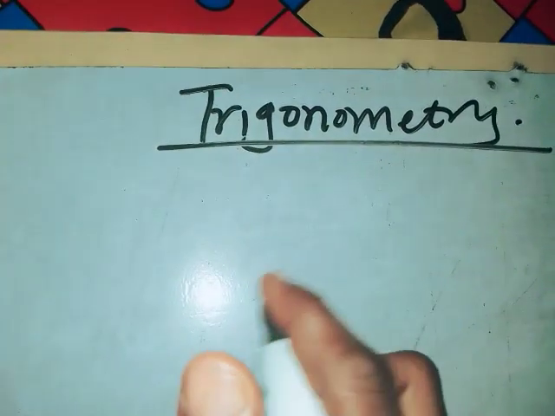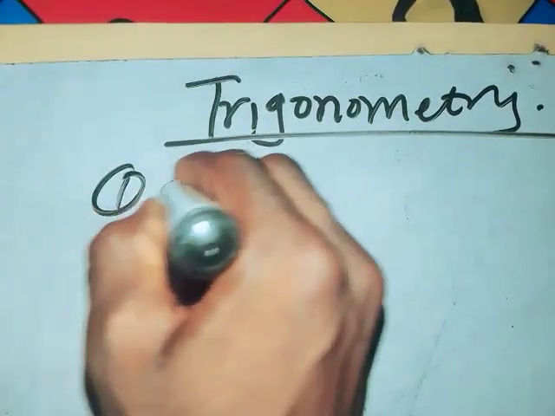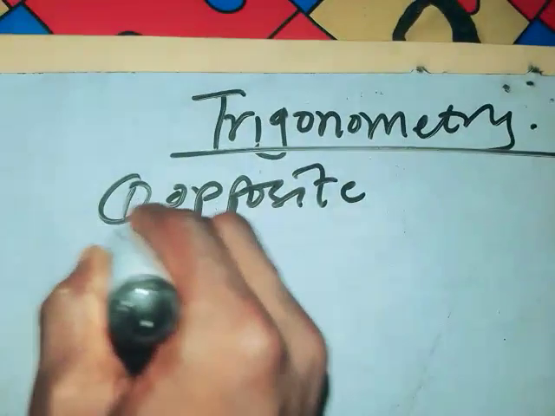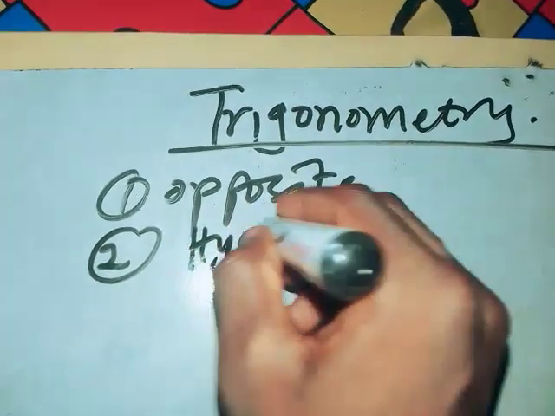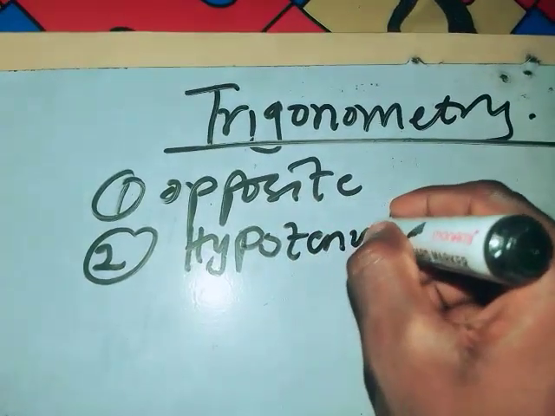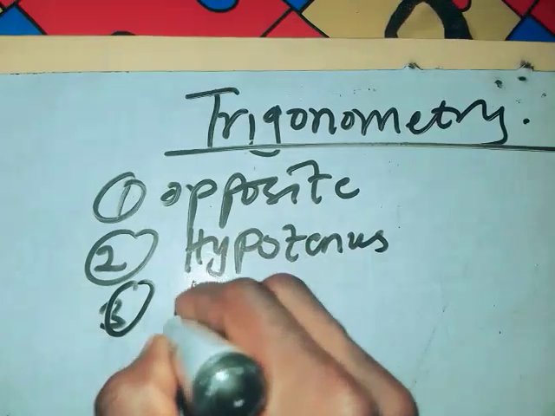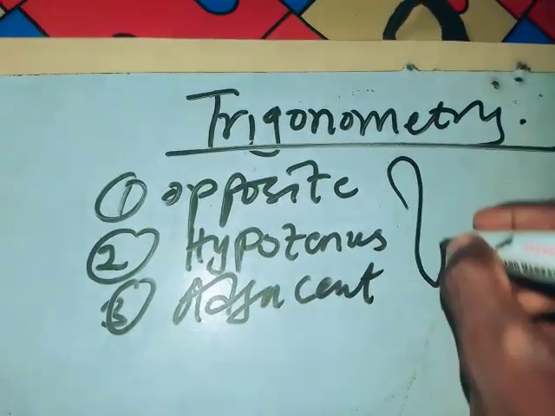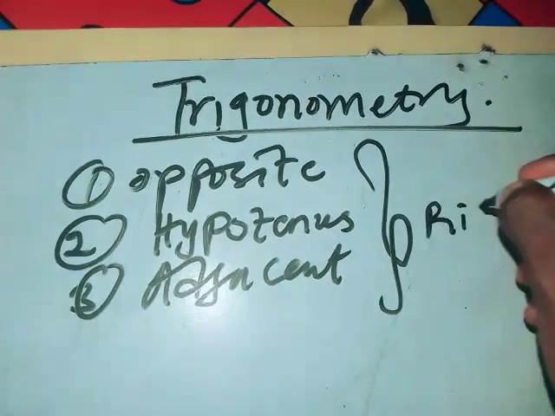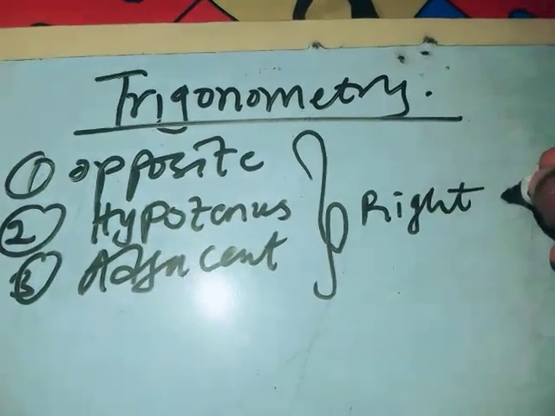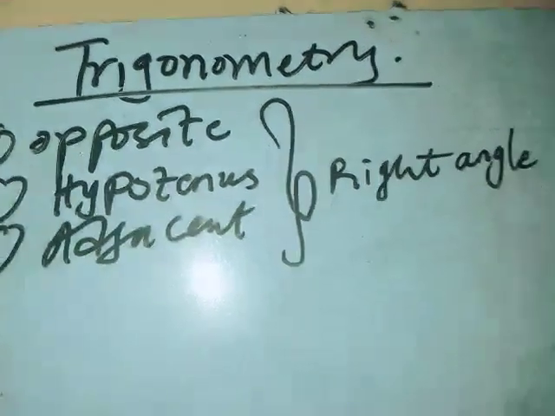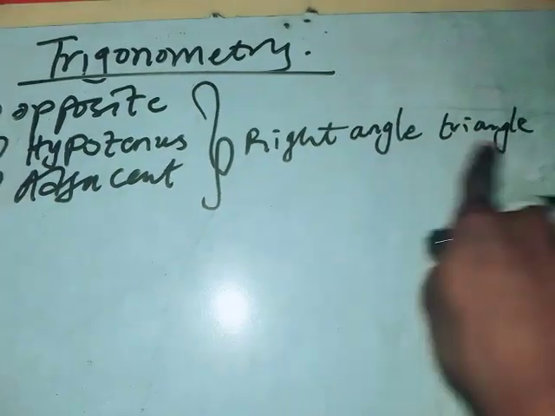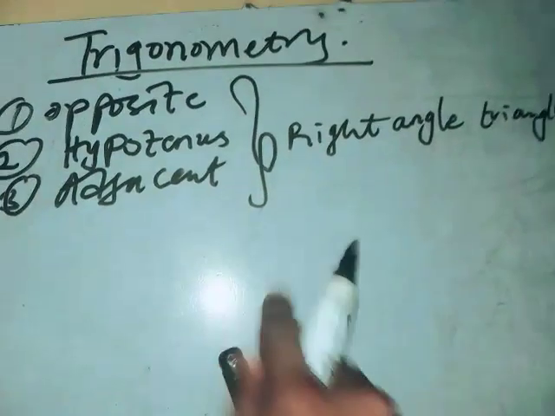So the first one, number one, we have the opposite. Number two, we have the hypotenuse. Number three, we have the adjacent. So these are the three sides of a right angle triangle. Okay, so it is from here that I'm going to teach you angles. These are the three sides of a right angle triangle.